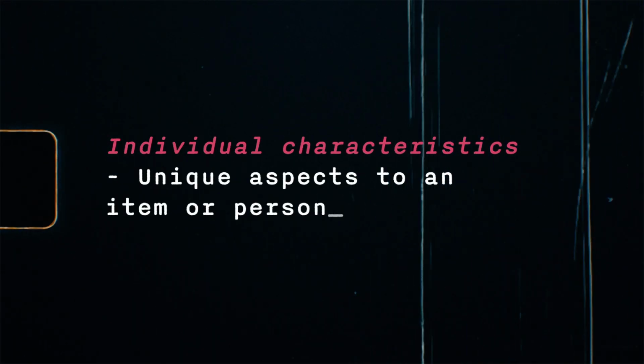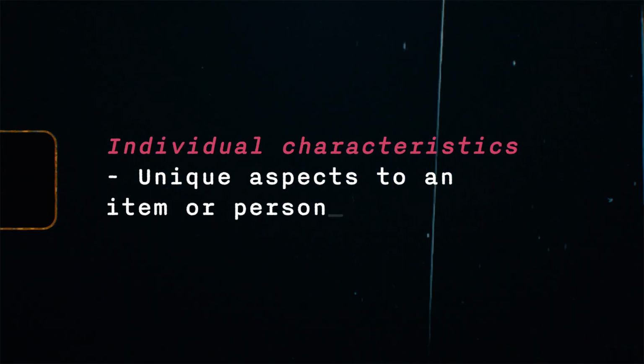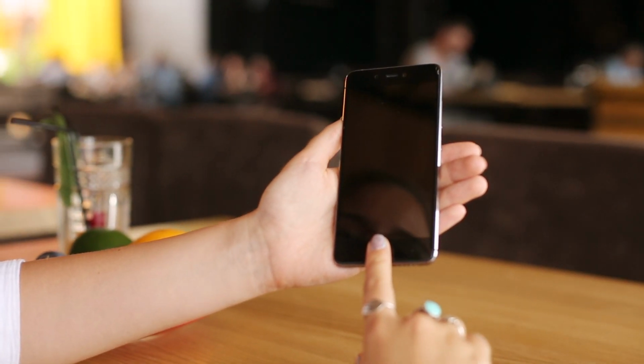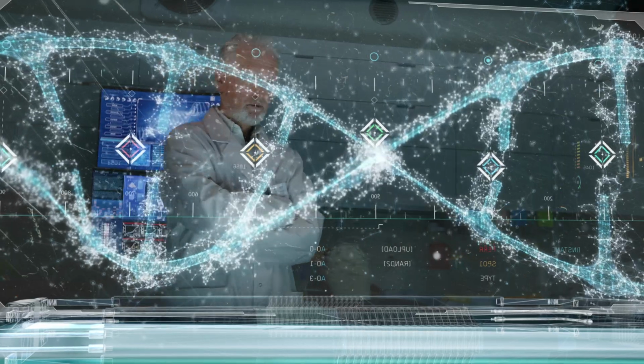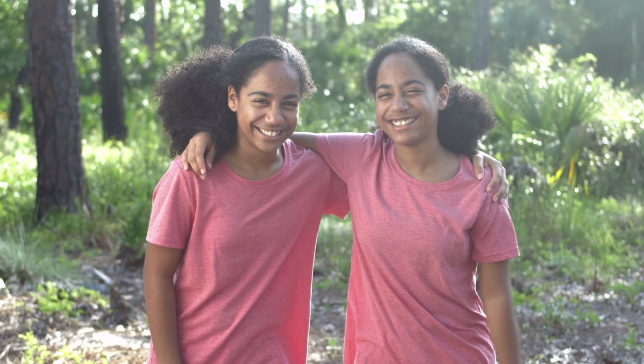Individual characteristics, on the other hand, are unique to a particular item or person. For example, let's take fingerprints. No two people have identical fingerprints, making them a powerful tool for identification. Or DNA. Genetic profiles are unique except in identical twins, allowing for precise identification in criminal cases.